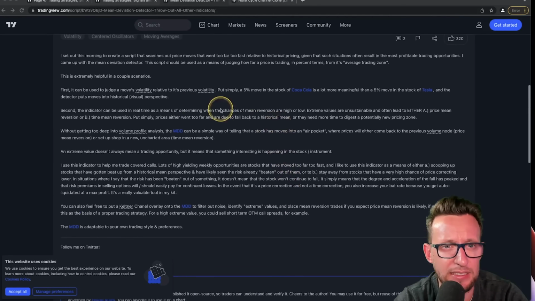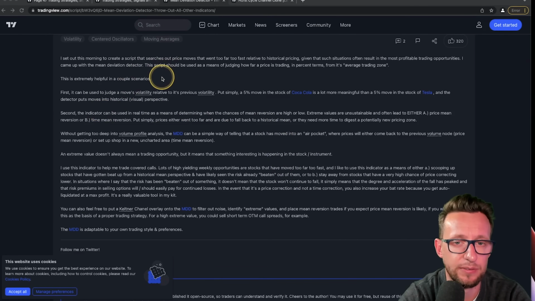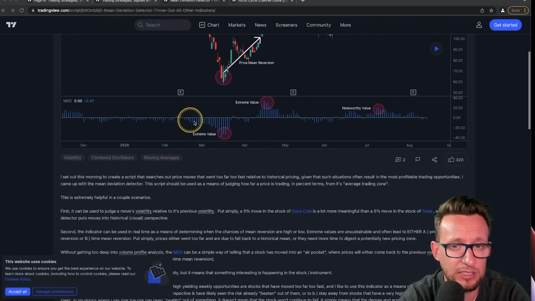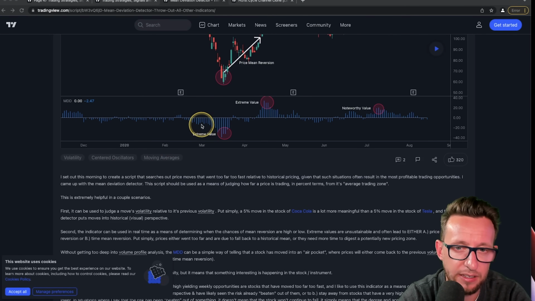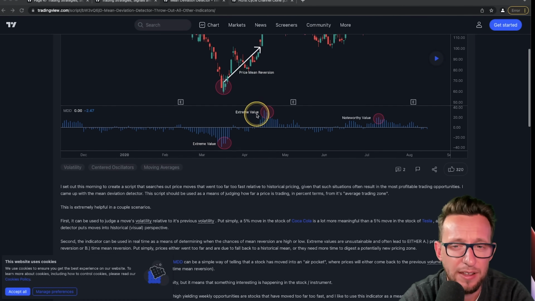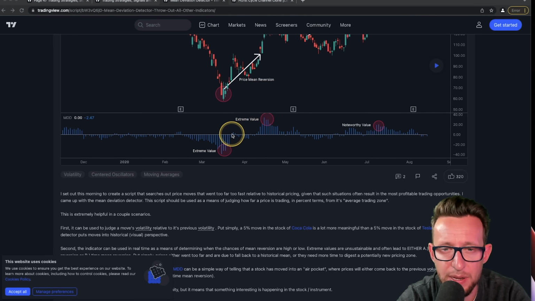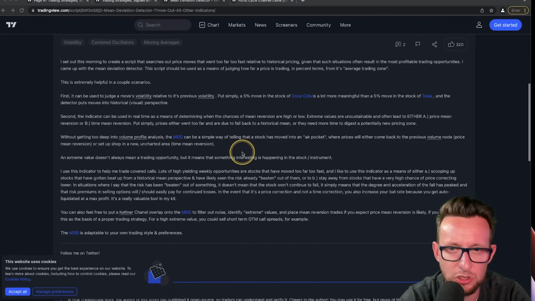The MDD is a volatility indicator, which is going to give us the extreme values. I think what I'll be doing is using it a bit like an MACD. As soon as this comes over the 0 line, we're going to be looking for longs, and when it comes below, we're going to be looking for shorts.